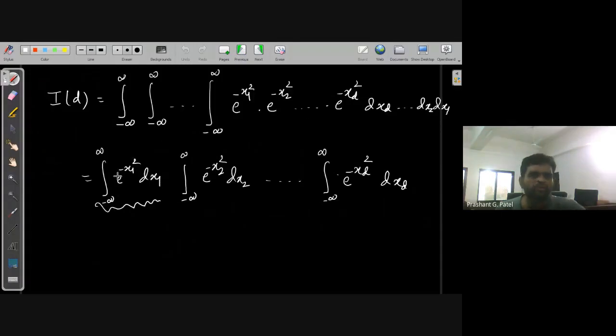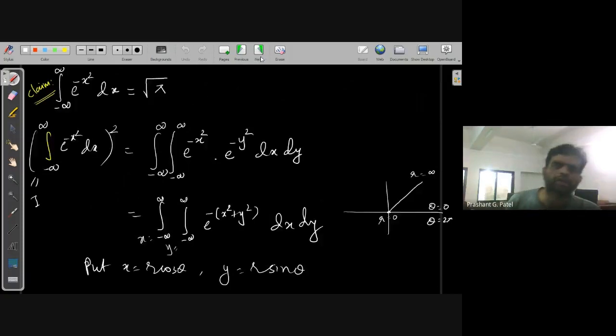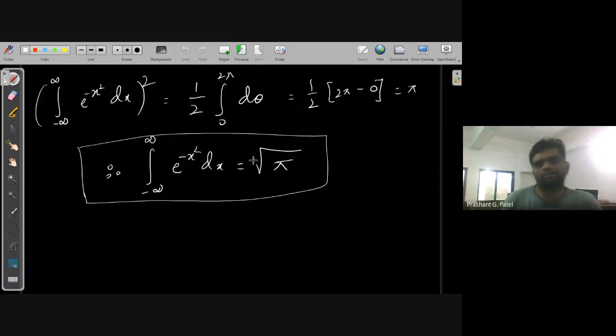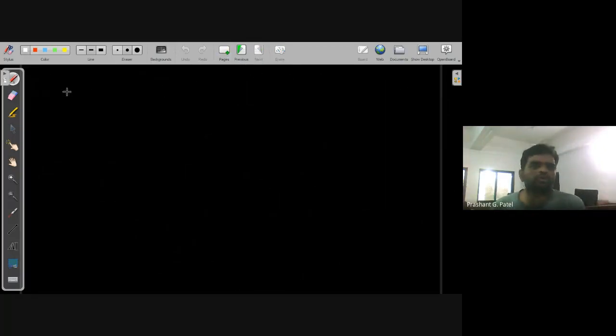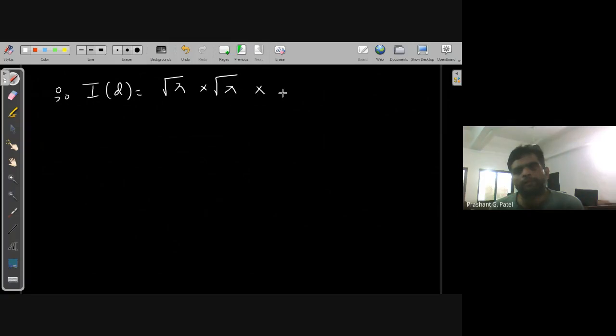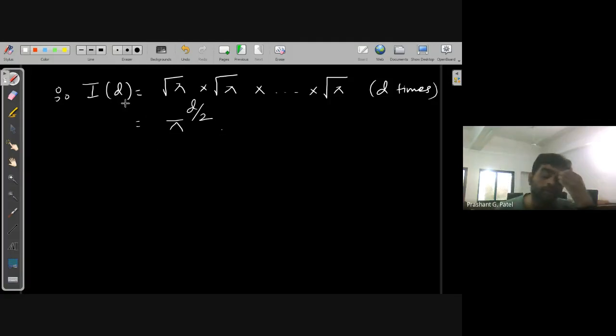So we'll come back to this question again, that is what is I d. So this is square root of pi as per the argument which we have proved here. Therefore what we can say is that I d will be square root of pi into square root of pi, up to so on, square root of pi d times. So this is nothing but pi raised to d by 2. This is the value of this I d that we got.